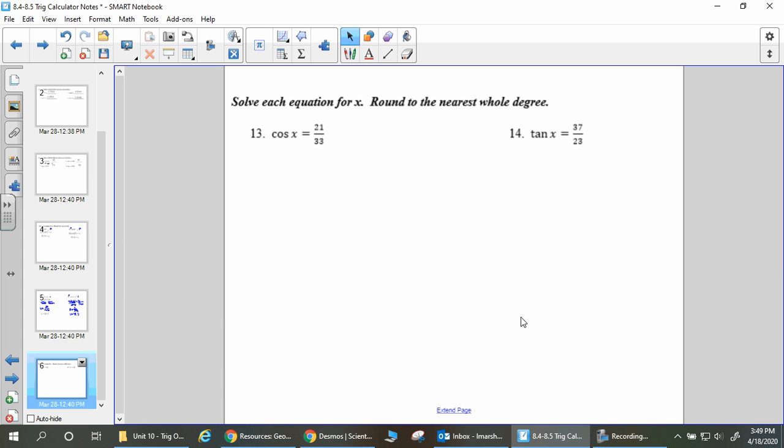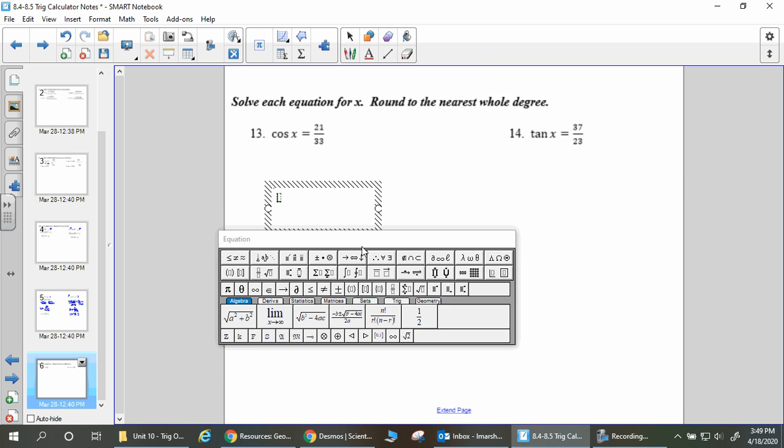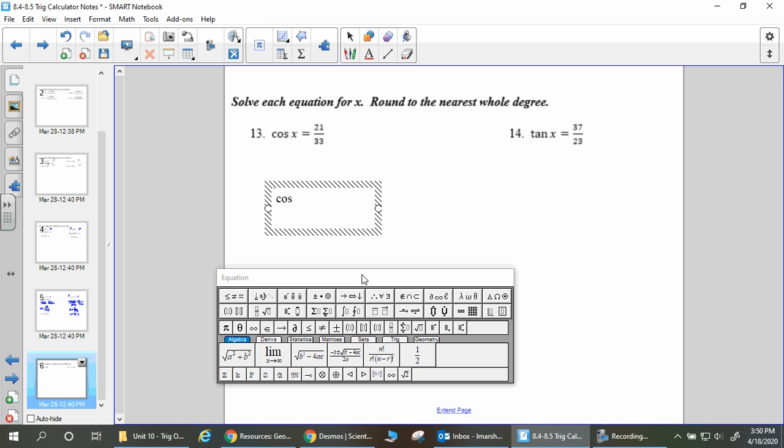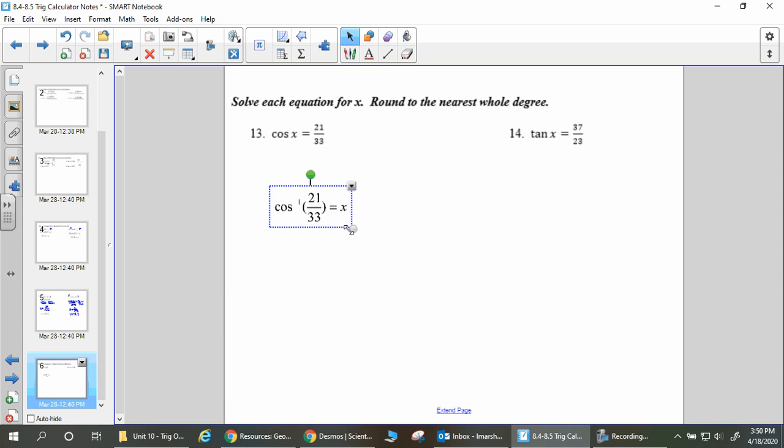We have to use our inverse, okay? What you're asked to find here is the angle to the nearest whole degree. And so what that means is that we're going to need to take our cosine, again, we're going to need that -1. We're going to actually put in the fraction of 21 over 33, and then that's going to give us our answer for x.